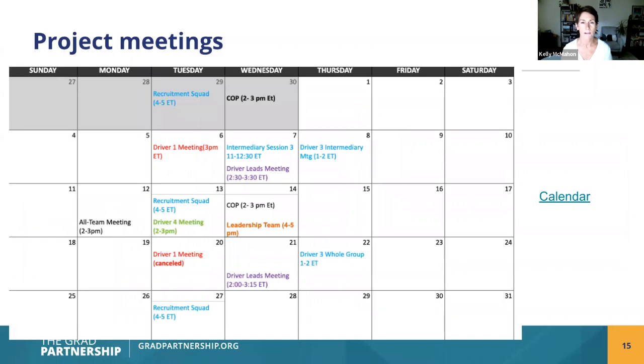Here is an example. There's a different cadence for different meetings. Within Driver 3, there are sets of work and strands of work, including a recruitment squad to help recruit both schools and districts to help expand our networks, but also recruitment of intermediaries who we're hoping will partner with us and build their capacity and capabilities to support the work. This is just an example of our project calendar, but if you click on the link, you can see these different meetings meet at different times, some bi-weekly, some weekly, and you'll need to know which meetings you're responsible for. So make sure you ask some questions about which ones you should be attending. Not everyone has to attend all of the meetings, clearly.